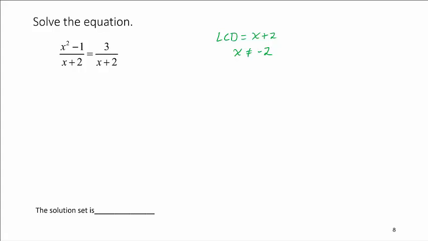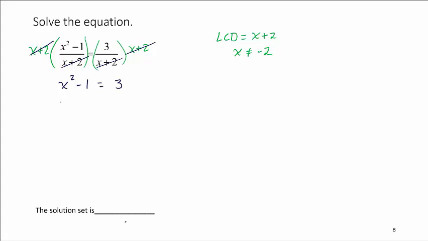Okay, so the first thing that we're going to do is multiply both sides of this by the LCD of x plus 2. Now, this is an example where you've got a single fraction equal to a single fraction, and you could cross multiply, but you will end up with something much nastier than if you just multiply by the LCD. So with the LCD here, we've got x squared minus 1 equal to 3, right, when the denominator cancels out.